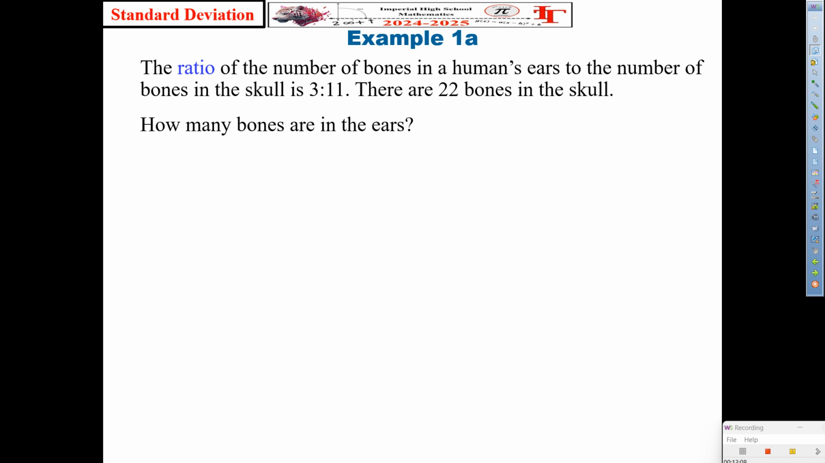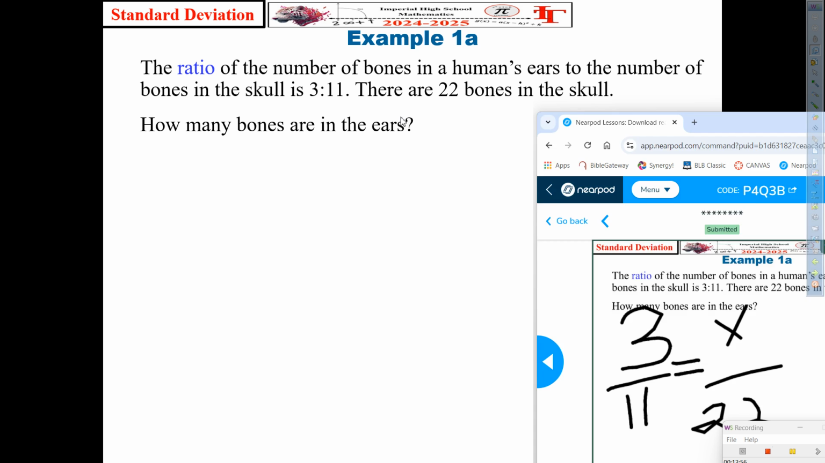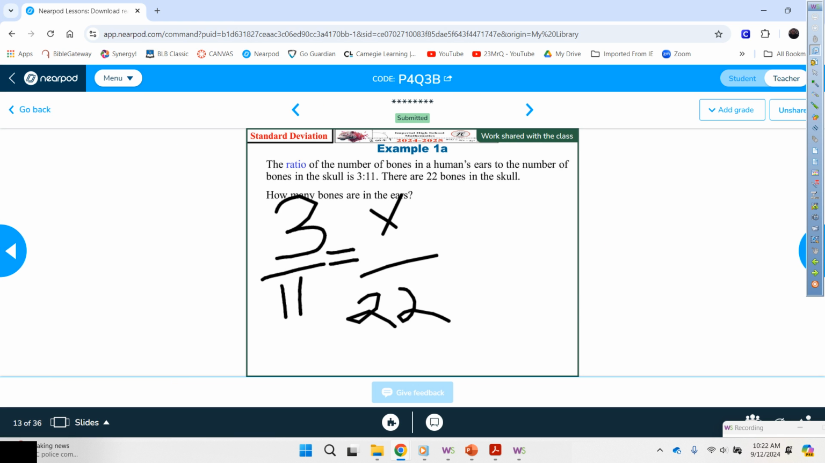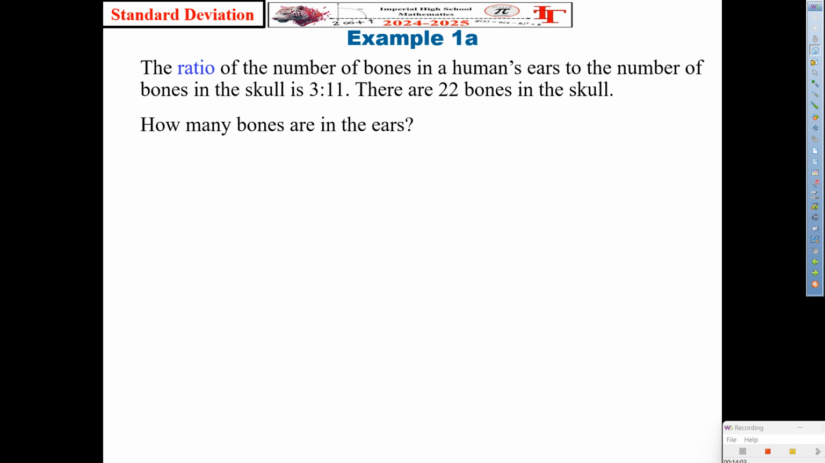Answer on your screen from one of your colleagues. Hands, if you got something like that. That is correct: 3 over 11 equals x over 22. That's your initial proportion. We do cross multiplication and we solve, yes? All right, so now we know how to solve that.